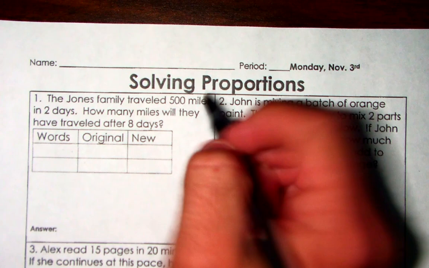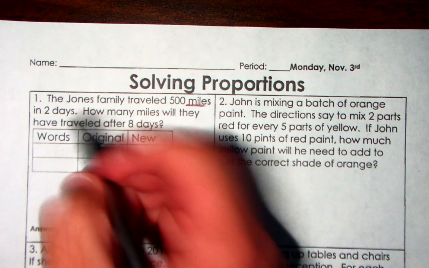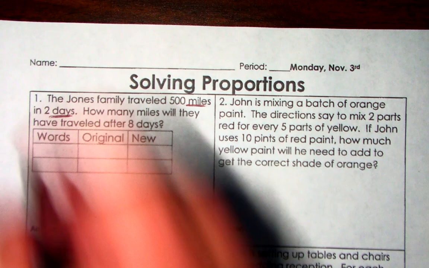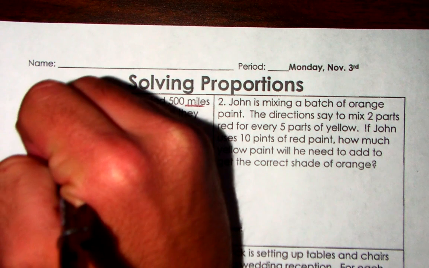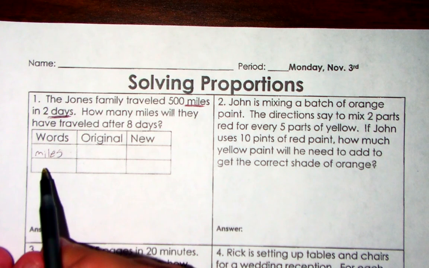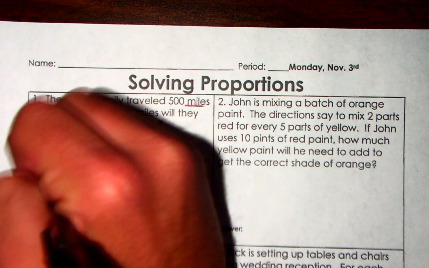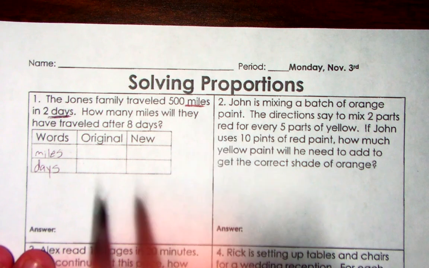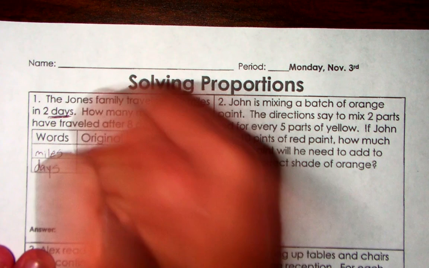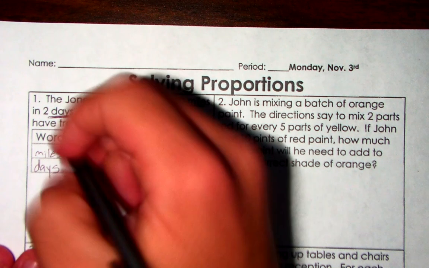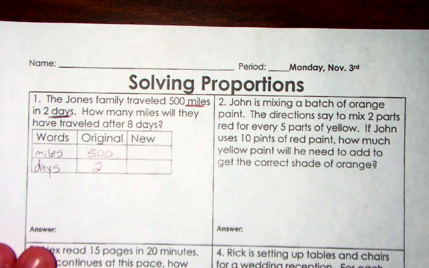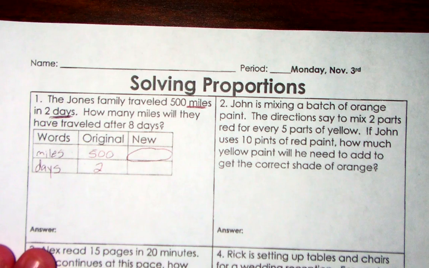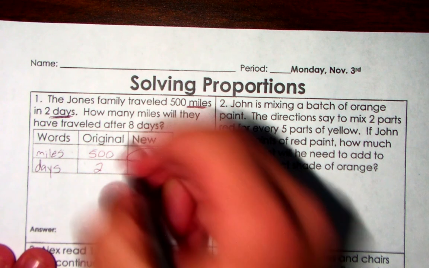So we are comparing miles to days. Since miles came first, it goes on top. Days came second, it goes on bottom. Alright, it says that we traveled 500 miles in 2 days. We want to know how many miles, so we're solving for this right up here, if we travel for 8 days.